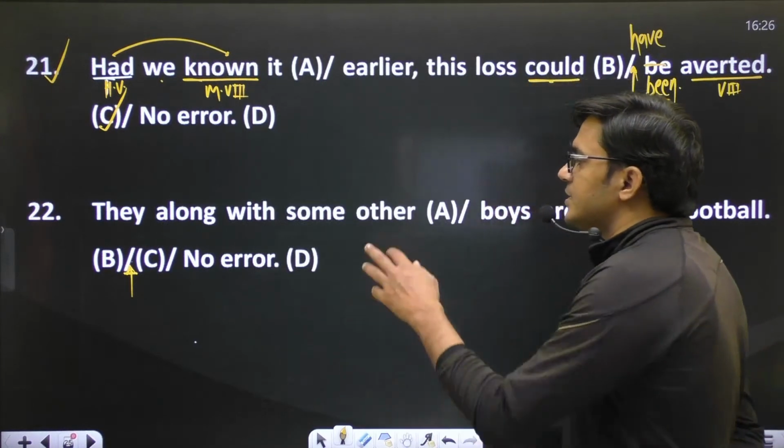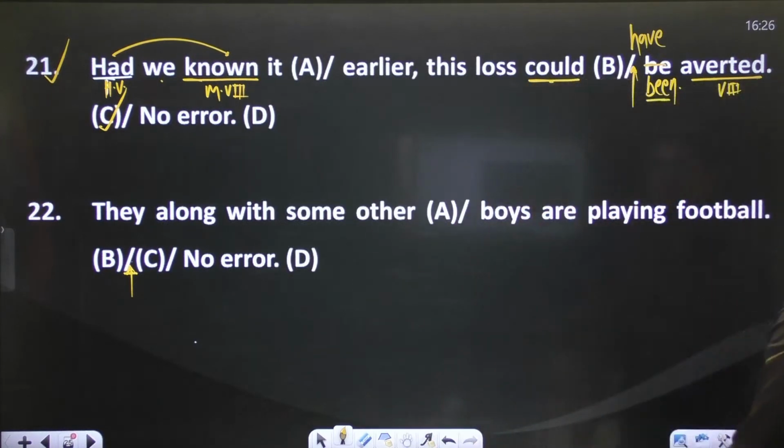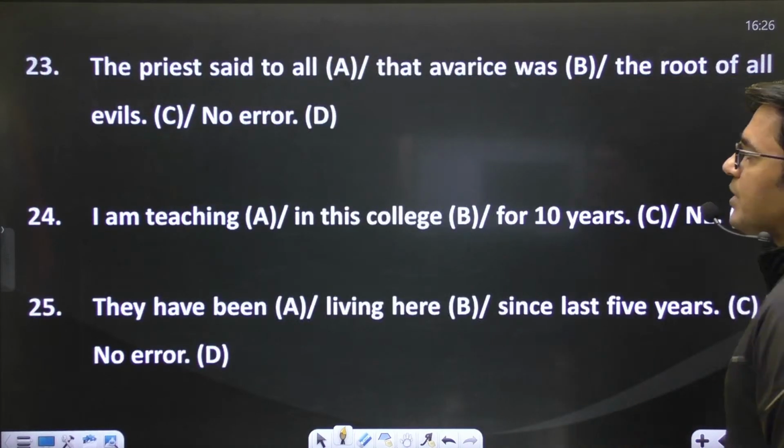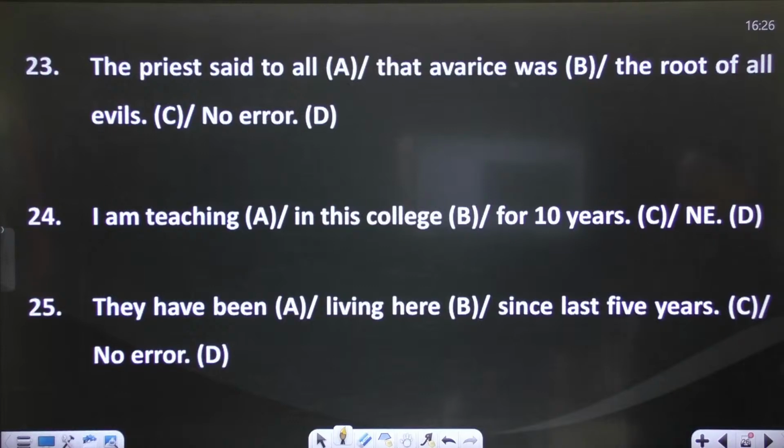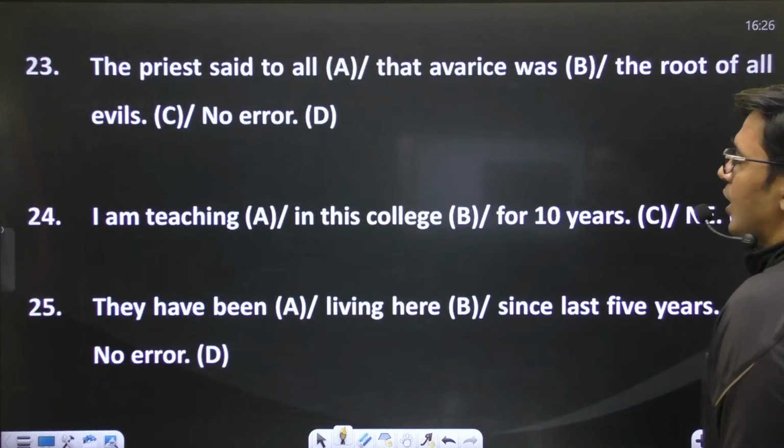Yes, they along with some other boys are playing football. This sentence is okay. Let us move to the next sentence. The priest said to all that avarice was the root of all evils.